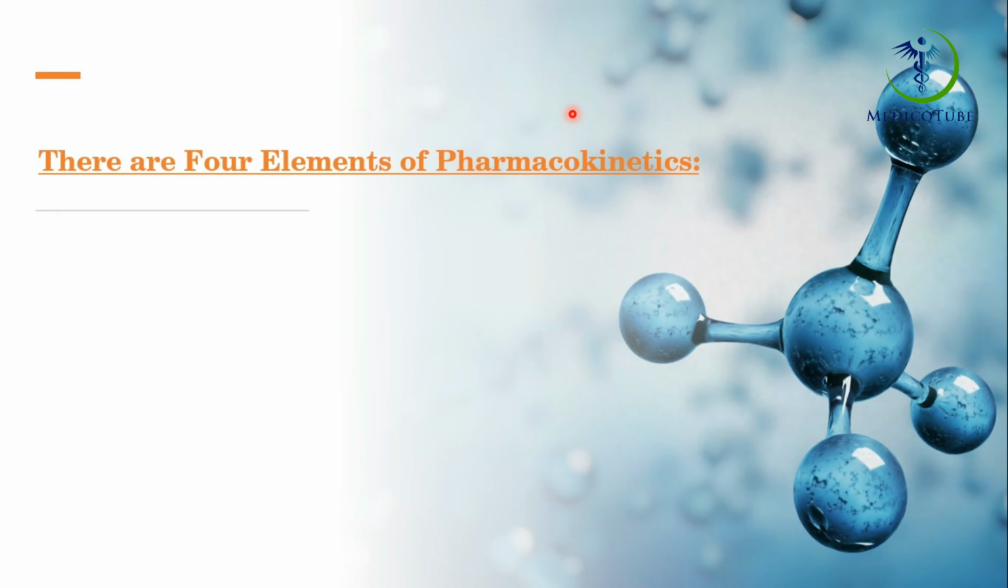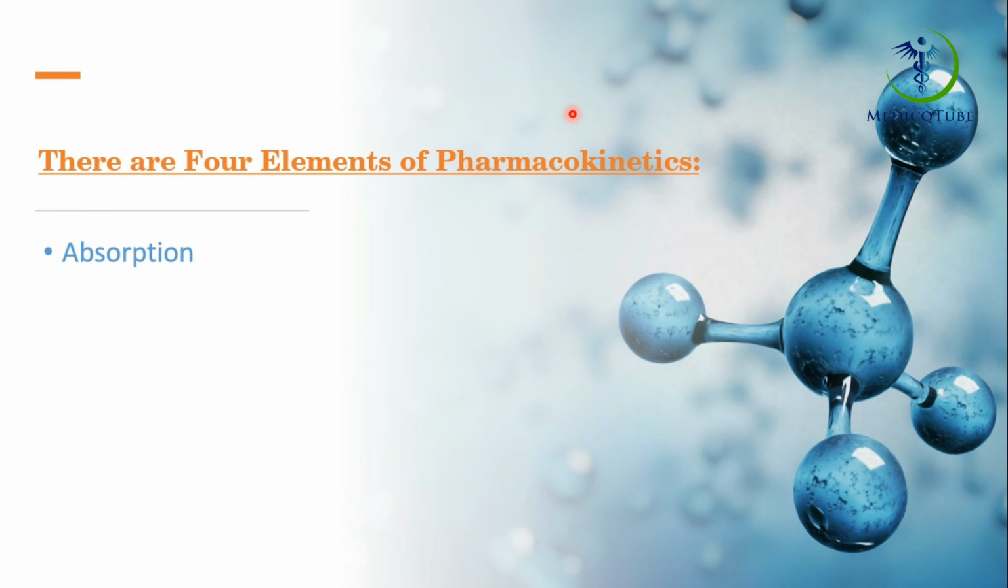Okay, so we are going to discuss some basic elements. These are the four elements of pharmacokinetics, that are ADME: absorption, distribution, metabolism, and excretion. So the first one is absorption. Absorption is the absorption of the drug from the site of administration, whether it is a cream or ointment on the skin, or a capsule, tablet, or syrup in the digestive tract. They are absorbed from there and go to the systemic circulation.